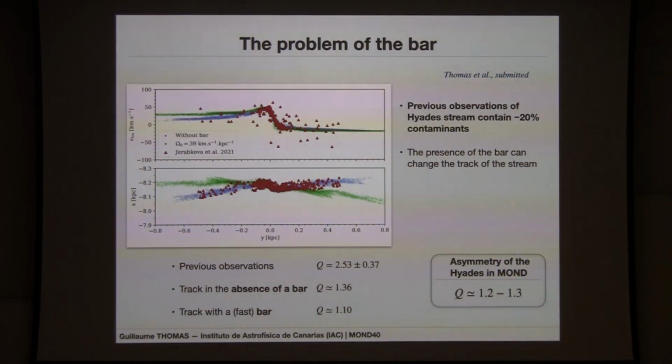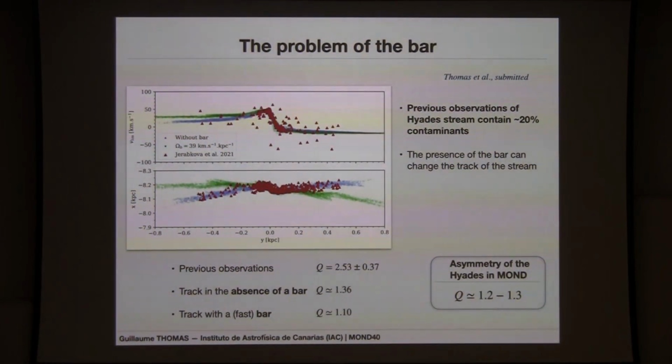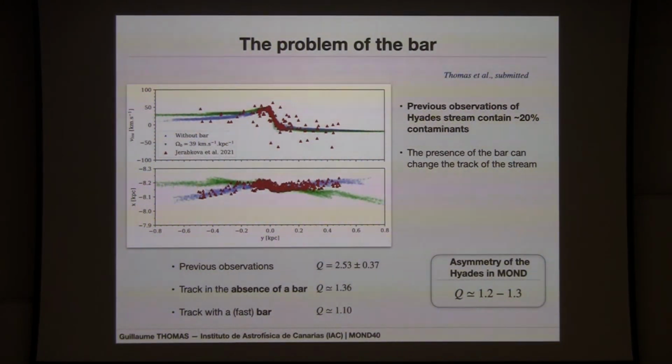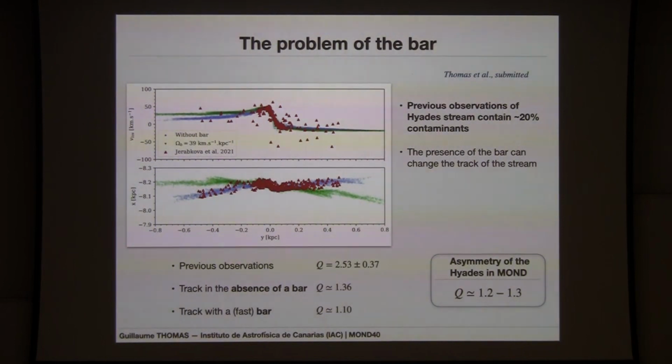And so if you base the selections on one of the models or the others, in the new selection that we have, in the absence of a bar, we find an asymmetry around 1.4, with again a leading arm which is slightly more populated, whereas if you have a fast bar or a rotating bar, you get something around 1.1. And just to remember, the asymmetry that we found for the ILS in MOND is around 1.2. So in both cases, either with the absence of a bar, so when you remove the contaminants, or when you include also the bar, you can see an asymmetry which is more consistent with what we see in MOND.